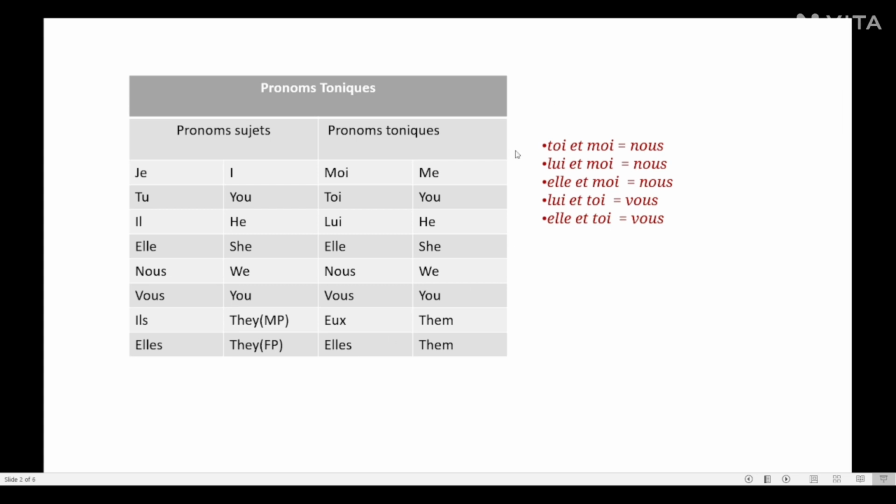Now, when we combine toi et moi, you and me, it becomes nous. Lui et moi, he and me, becomes nous, meaning we. Or elle et moi, she and me, becomes we. Lui et toi, he and you, becomes vous. Elle et toi becomes vous. Fine?